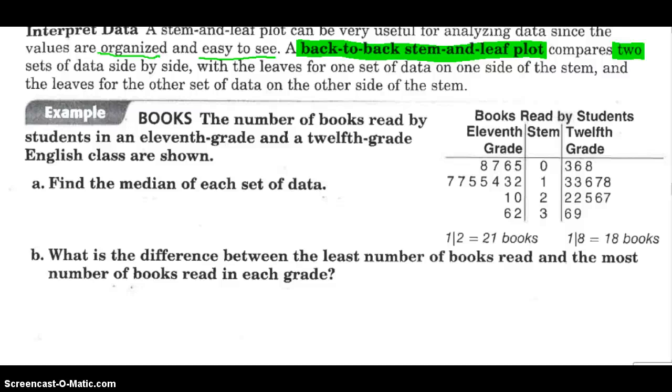The number of books read by students in an 11th grade and 12th grade English class are shown. So some classes we have 5, 6, 7, 8. Others we have 12, 13, 14. The 12th grade class had 13, 16, 17. So you're comparing the two data. So we're supposed to find the median of each set of data. And with it lined up like this, it makes it quick and easy to find the middle number.